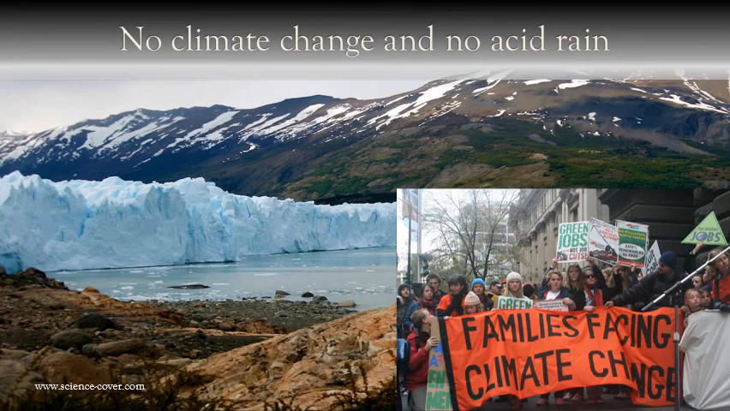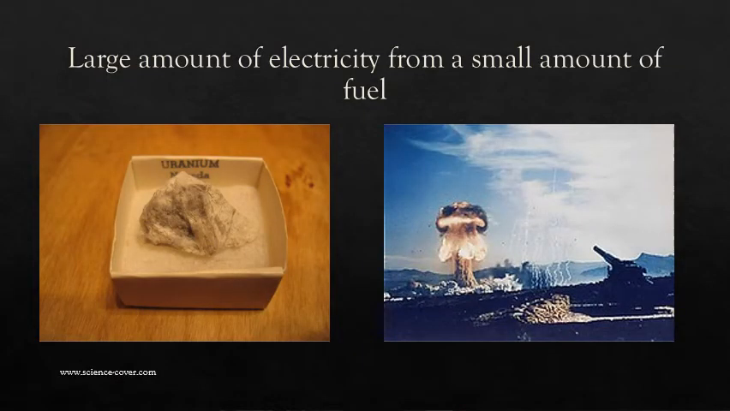Because nuclear power stations don't burn any fuel, they do not produce any carbon dioxide and therefore do not cause climate change. They also do not produce sulfur dioxide or nitrogen dioxide, so they do not produce acid rain. Nuclear fuels produce large amounts of electricity from just a small amount of fuel.